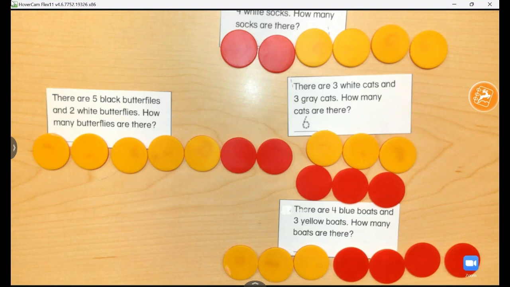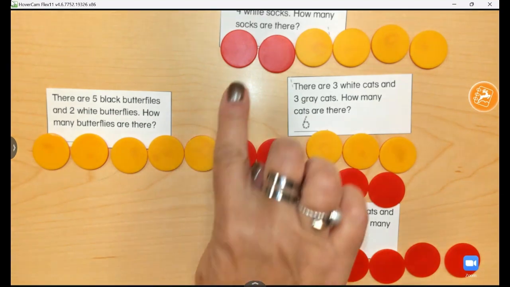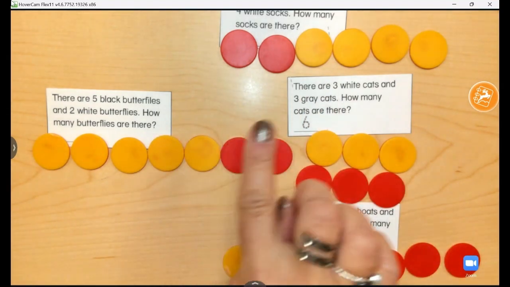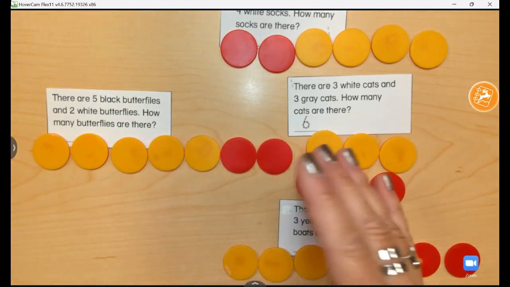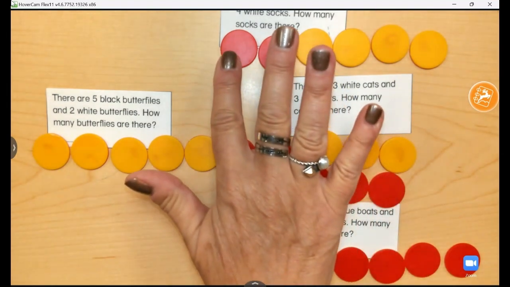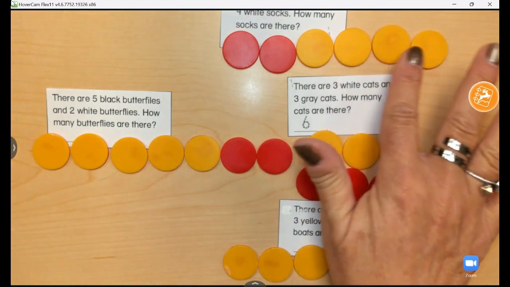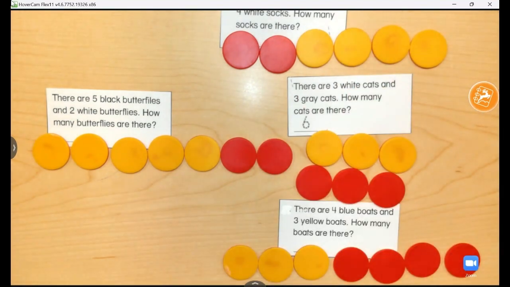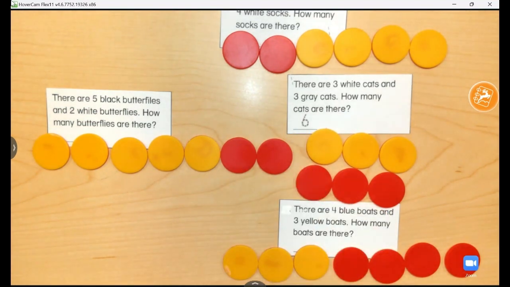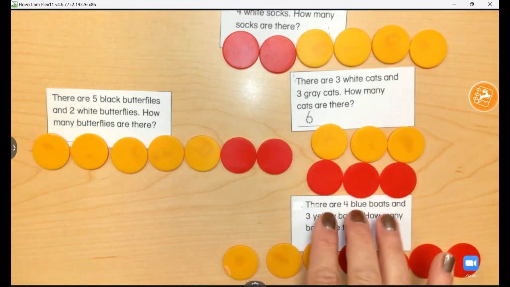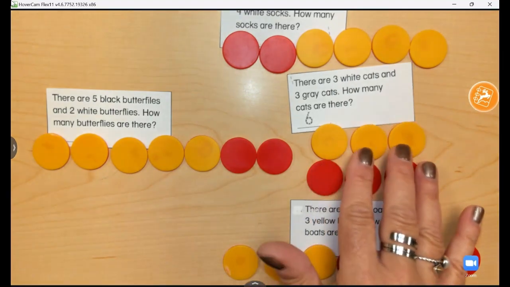So that leaves us with our socks, our butterflies, our cats, and our boats. So we start to take a look at these and see if we can find a match. Well, we may have to go back and count these counters. These are a lot of counters for them. You could build these in 10 frames if you would like to. 1, 2, 3, 4, 5, 6 counters here. Was there anywhere else that they saw 6? Well, there is, and it even helped him out with the answer there, and that was our 6 cats. We had 3 white and 3 gray.